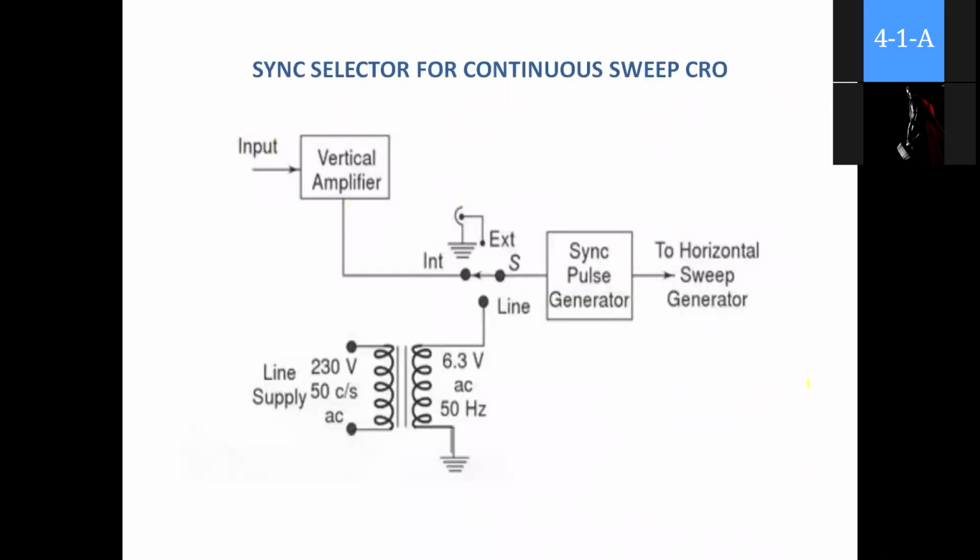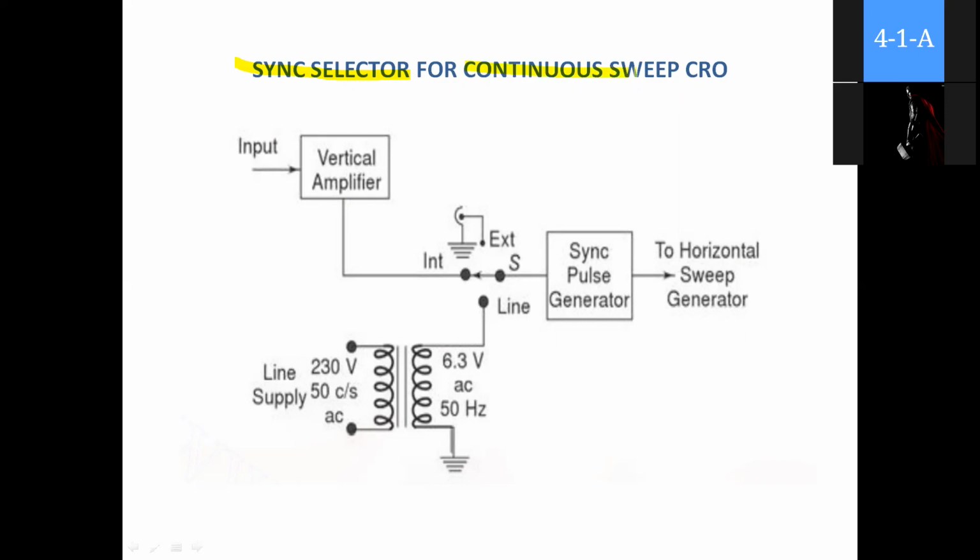Okay, so the horizontal deflection system is completed. Next is the sync selector for continuous sweep CRO. If we use a continuous sweep horizontal deflection system, then we use a sync selector, a sync selector for continuous sweep CRO.